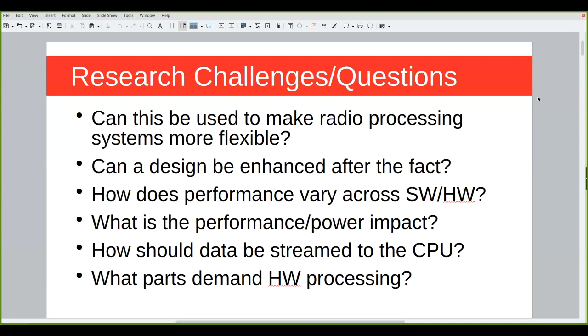How does performance vary across this software to hardware spectrum? And then what is the power impact of this? How close can this hybrid system meet pure hardware? How should this data be streamed to the CPU? And what parts of the system demand hardware processing? And which parts can be done more easily in software?